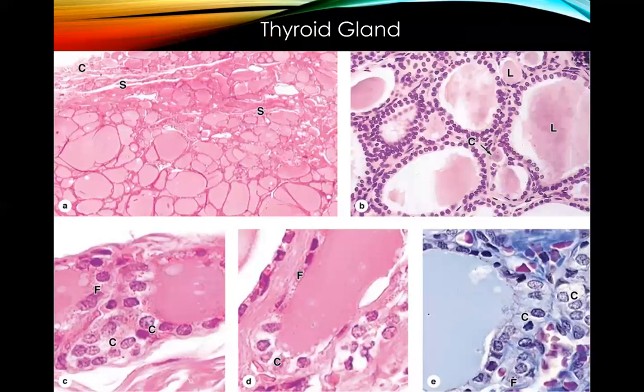Okay, so as mentioned a while ago, this is the simple cuboidal epithelial lining of the thyroid follicle. What is found in the middle, in the lumen, is the thyroid colloid. Okay, the thyroid colloid content is your thyroglobulin, which is the precursor of your thyroid hormones. F here stands for follicular cells.